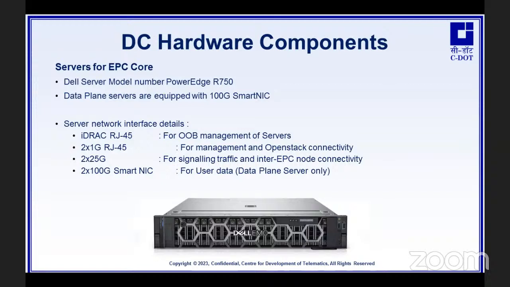Now we'll be studying the DC hardware components. The Dell server model: we have servers from Dell, and the model number is PowerEdge R750. In the case of the data plane servers, we have 100G smart NIC cards and 200G smart NIC cards. In the case of control plane servers, we have 2 x 25G ports, which are used for signaling traffic and inter-EPC core connectivity. Besides that, for management purposes, we have one iDRAC RJ45, which is used for the management of the physical server. And we have 2 x 1G RJ45, which are used for OpenStack and Kubernetes connectivity.